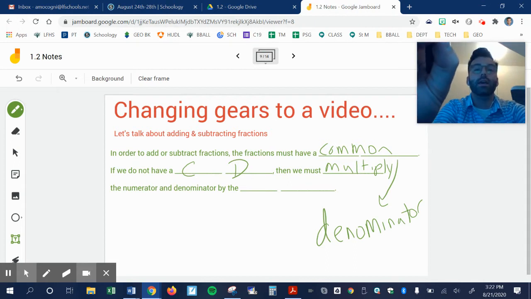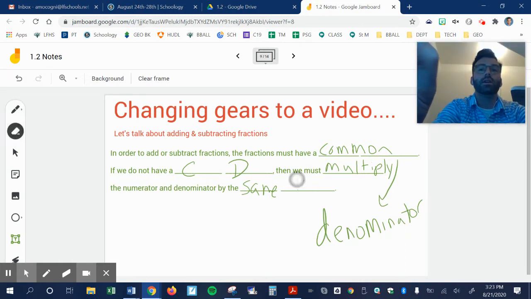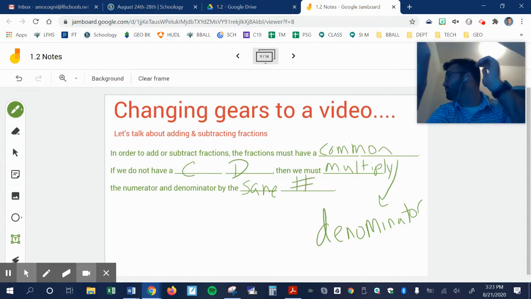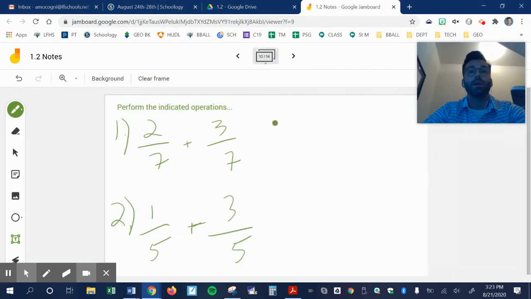the numerator and denominator by the same number. That's a number symbol if you can't tell. I'll erase that and do a little bit better here for you. Sometimes my handwriting is not the best, so if at any point you're confused on what something says, just let me know and I'll do my best to help you out. Okay, next page.